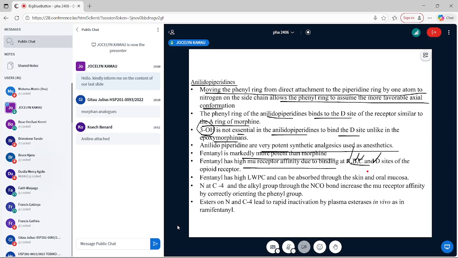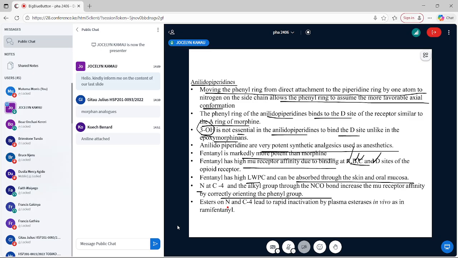Fentanyl also has a high lipid-water partition coefficient, or high lipid solubility, and can be absorbed through the skin and oral mucosa. The nitrogen at carbon 4 in the alkyl group, through the NCO bond, increases the mu receptor affinity by correctly orienting the phenyl group. We are always saying that when you put the nitrogen, it allows for flexibility of that molecule to give us the conformer which maximally binds the receptor.